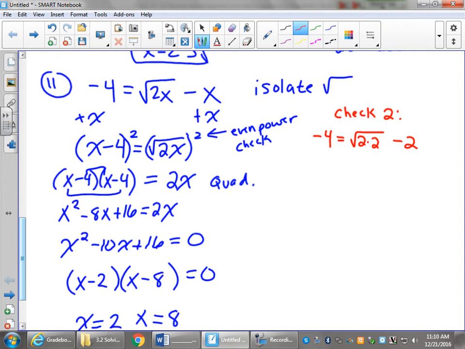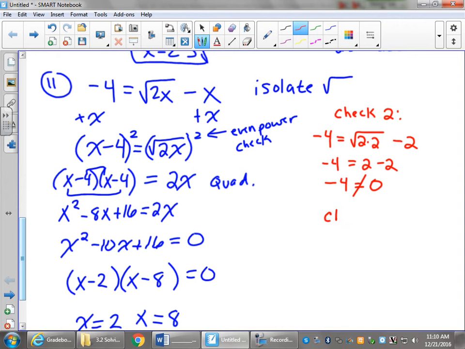Let's just do mental math real quick together. What's 2 times 2? 4. Square root of 4. So I get negative 4 equals 2 minus 2. And I get negative 4 equals 0. False. So what does that tell us about 2? It's extraneous. We'll go back and label that in a minute.